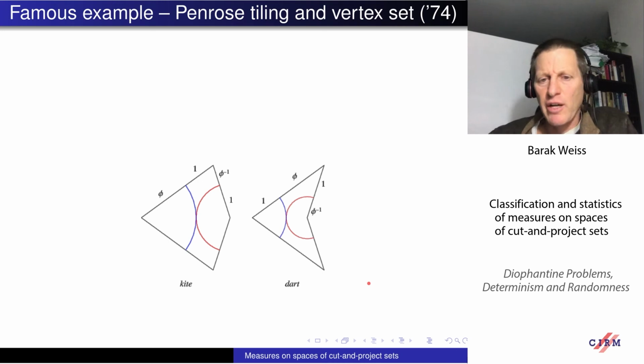The connection to cut-and-project sets is that when you have this tiling by the kite and the dart, or various related constructions, then the vertex set, the points that you see as vertices of these tiles, can also be presented as a cut-and-project set. That's a result of de Bruijn from the 1980s.